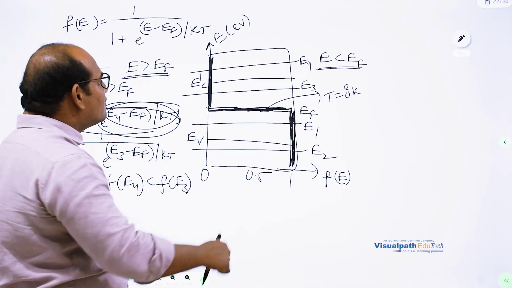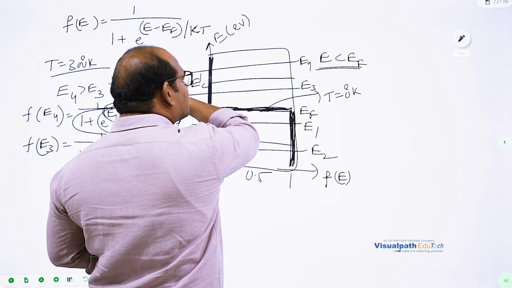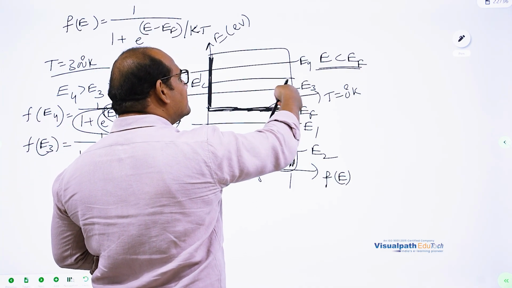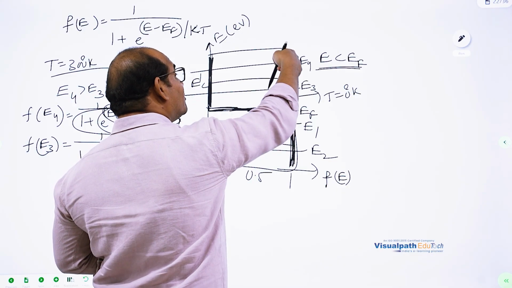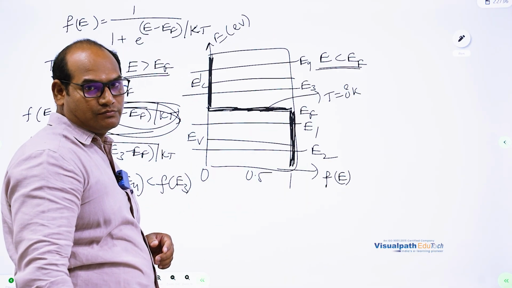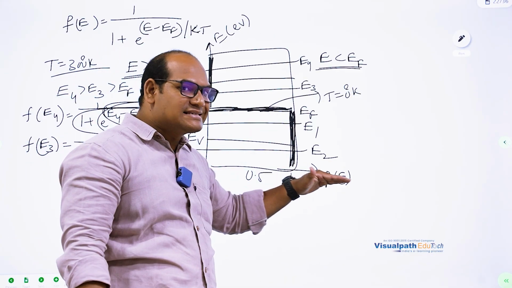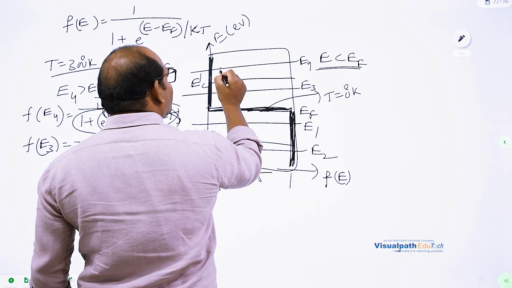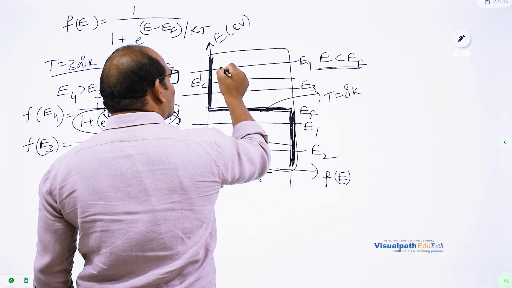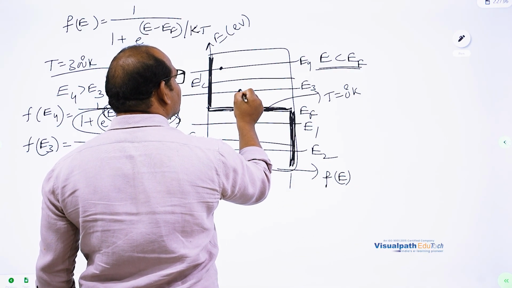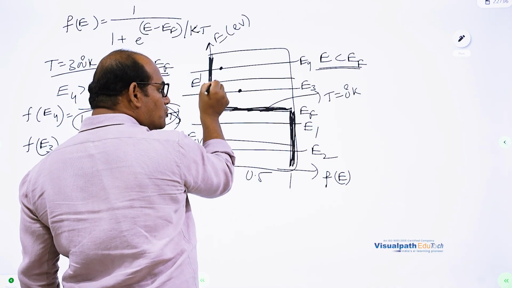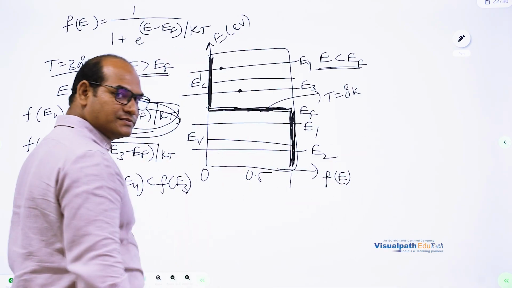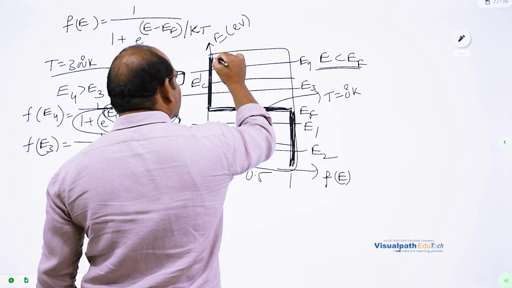Okay. So, f of E3 must be larger, that means the probability for the E3 energy level is larger compared to the probability of E4, and probability is available on the x-axis. So, if this is the probability of E4, this must be the probability of E3. Why? We are moving to the right side. When you move to the right side, probability is increasing. So, the curve is coming like this.